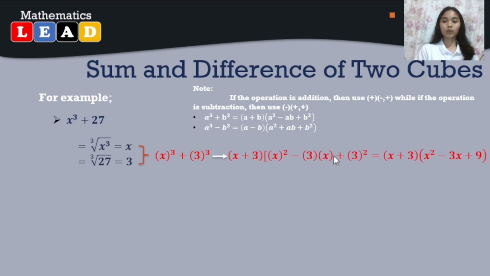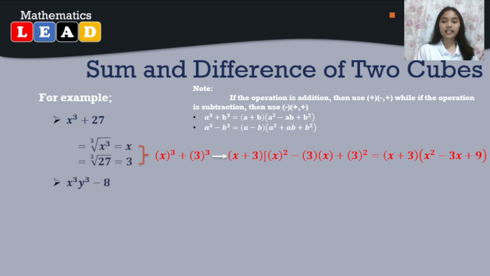Therefore, our equation will be the quantity of x plus 3 times the quantity of x squared minus the quantity of 3 times x plus 3 squared, which is equal to the quantity of x plus 3 times the quantity of x squared minus 3x plus 3. And this will be our answer or our equation.